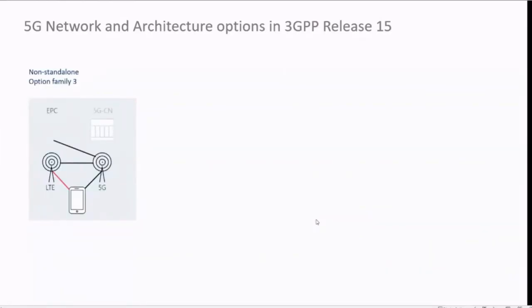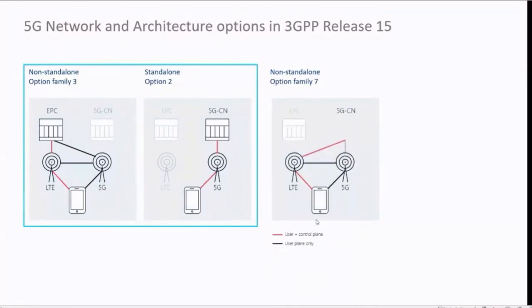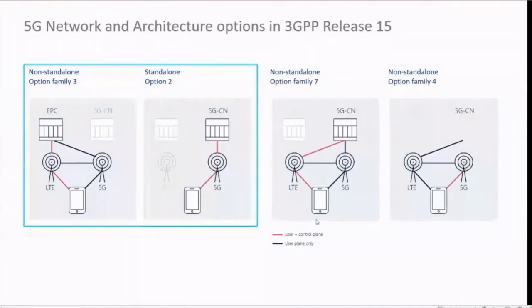And the solution is also called the dual connectivity. So we have seen various families, right? We have seen family number 3, which is non-standalone mode. Then we have seen family number 2 as well, which is standalone mode. And there are a few more options that may be finalized in the future. So you can see here, one is option number 7 and the other one is option number 4. So these are the 4 more options that may be proposed in the future.